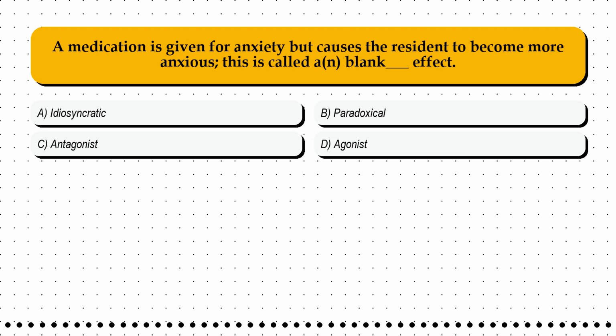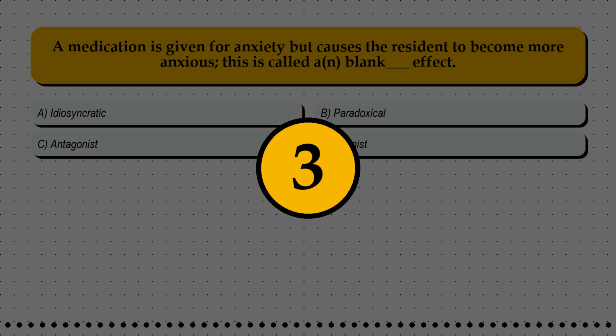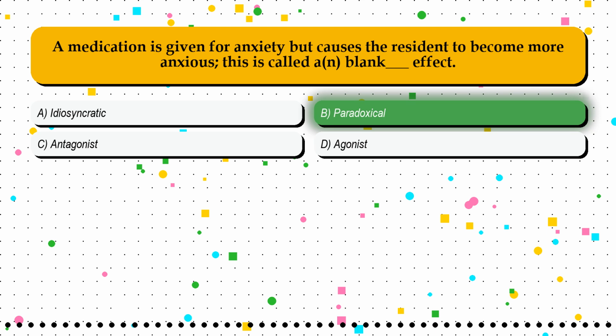Question 36. A medication is given for anxiety but causes the resident to become more anxious. This is called a blank effect. Option A, idiosyncratic. Option B, paradoxical. Option C, antagonist. Option D, agonist. The correct answer is option B.